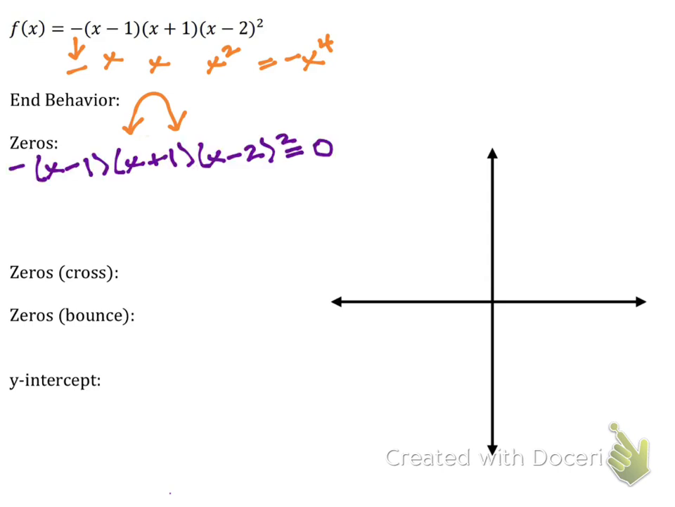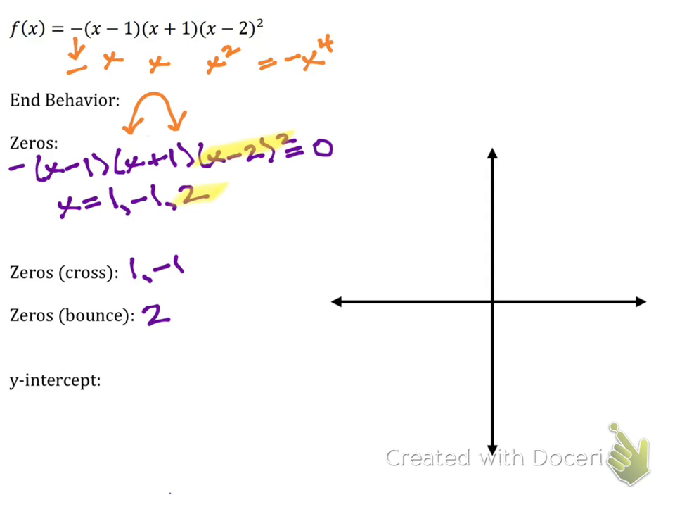Looking at zeros, we set our function equal to 0 and solve. And so we're just pulling those zeros out, right? Notice that negative doesn't have an impact there because it doesn't have a variable. Now we're going to look at, do we have any even multiplicities? And we do. So since we have an even multiplicity, that zero I know is going to bounce and the other two will cross.